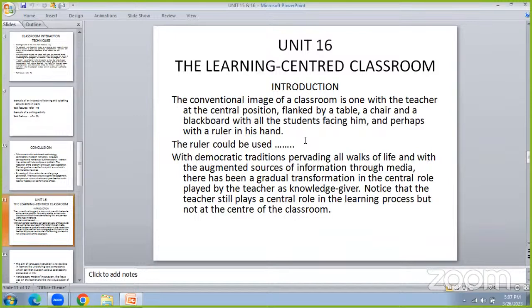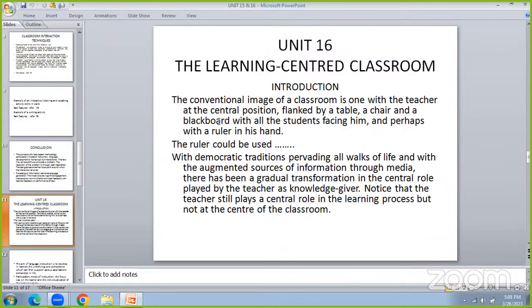So this is all about how a classroom interaction can happen. Guys, that is one thing. And then moving on to the 16th unit, so what we have is the learning centered classroom. The learning centered classroom. What is this one? Yeah, unit 16. Yeah, right.